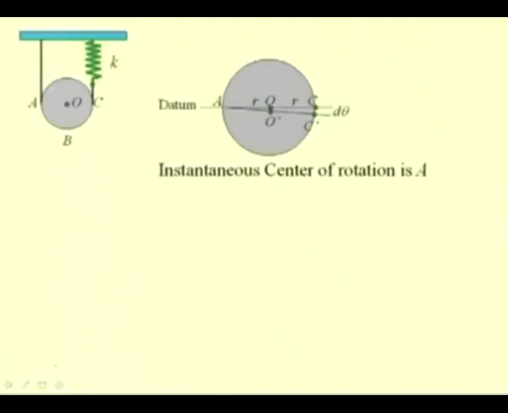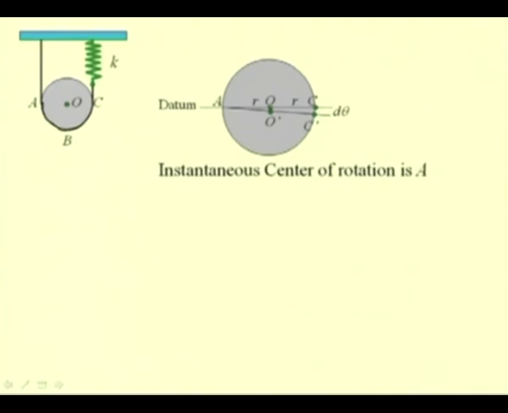Let us take the disk, and since we assume that there is no slippage occurring between the band and the disk, we can assume that the disk instantaneously rotates about this point A, and so we can say that this position AOC, which is the datum, and this disk instantaneously rotates about this position A because there is no slippage.